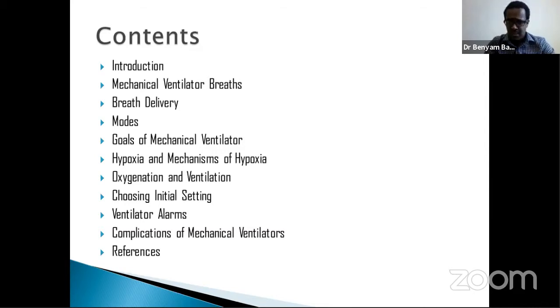After choosing the initial settings, we'll be discussing a little bit about ventilator alarms, the most common ventilator alarms that we usually face, and mechanical ventilator associated complications.